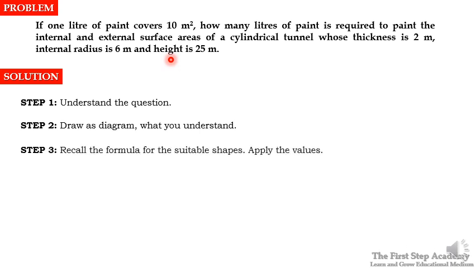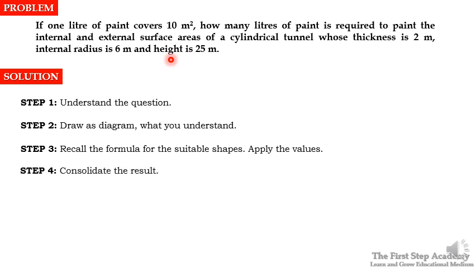The third step is to recall the formula for the suitable shapes involved in the question and apply the right values given in the question. And the final step is to consolidate the result. So these are the major 4 steps that we need to keep in mind to solve any problem under mensuration. As we said, we took up this example problem.